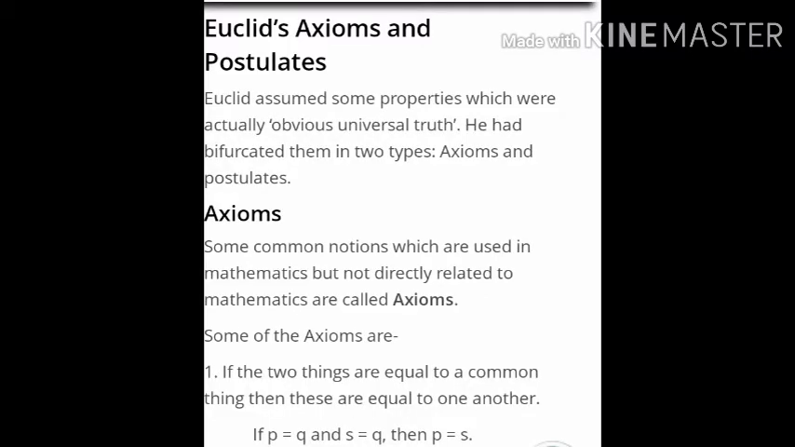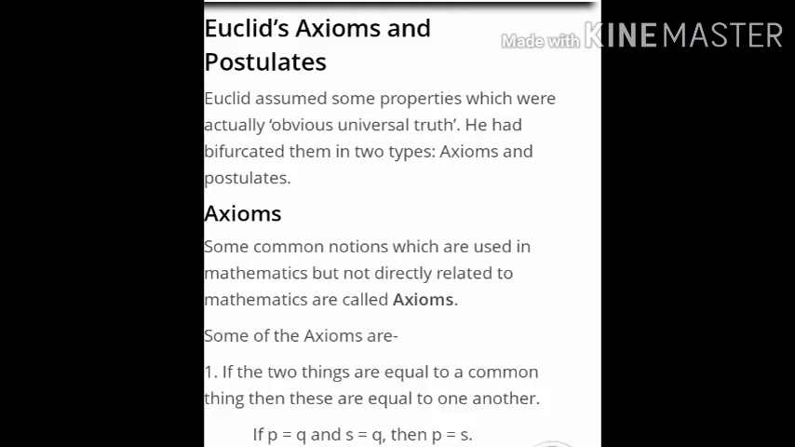Next, we are going to discuss an important topic in elements of geometry, that is Euclid's axioms and postulates. Euclid assumed some properties which were obvious universal truths. He had bifurcated them into two types, axioms and postulates.